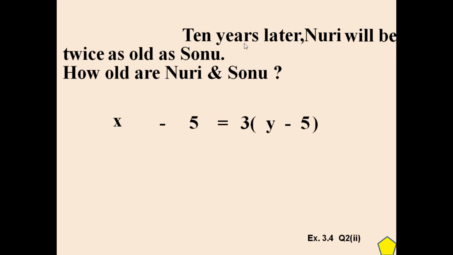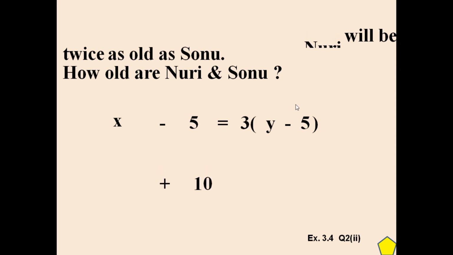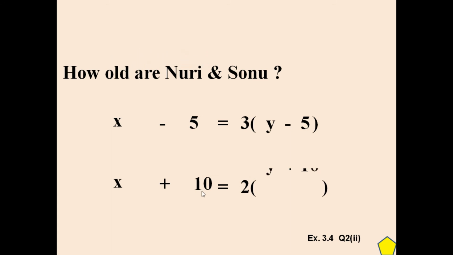Then we move to the second equation. 10 years later means plus 10. Nouri we have assumed as X. Twice is the same as 2 times. Will be, a form of BE, interpreted as equal to. Sonu, since we are talking about 10 years later, we are going to take the advanced age of Sonu as well. Open the bracket, like terms together, and you have two equations. Solve them using any of the three methods that have been given to you, and those will be the respective ages for Nouri and Sonu.